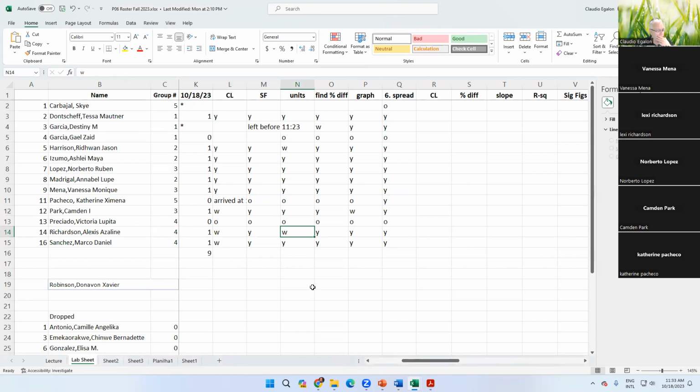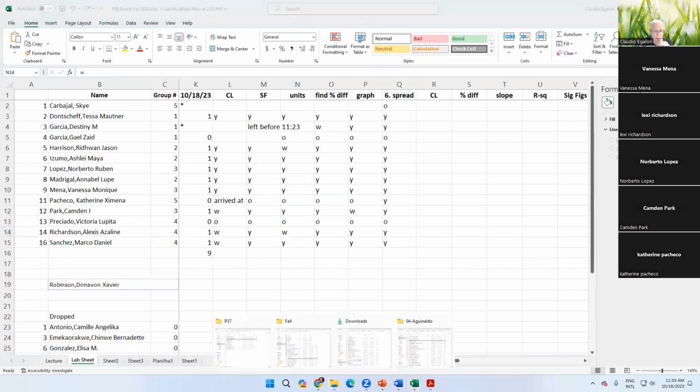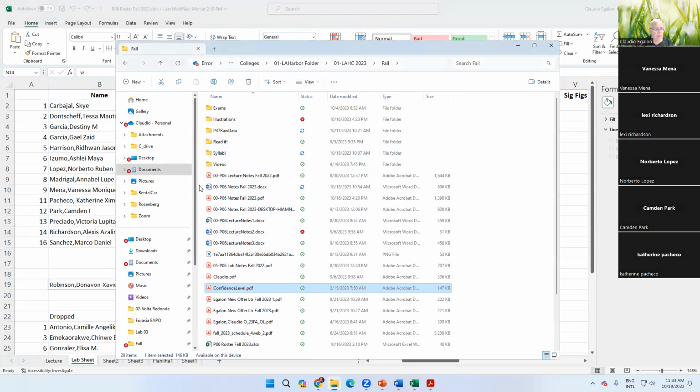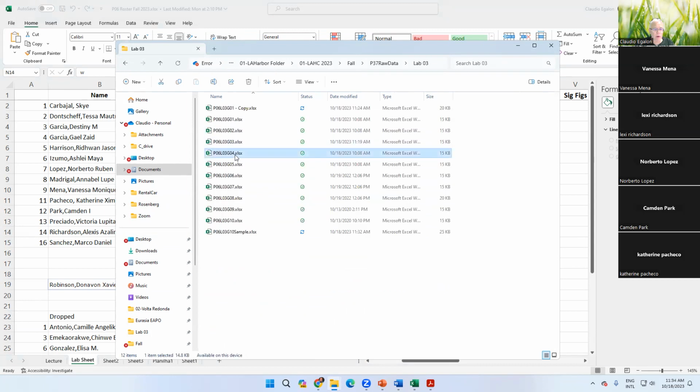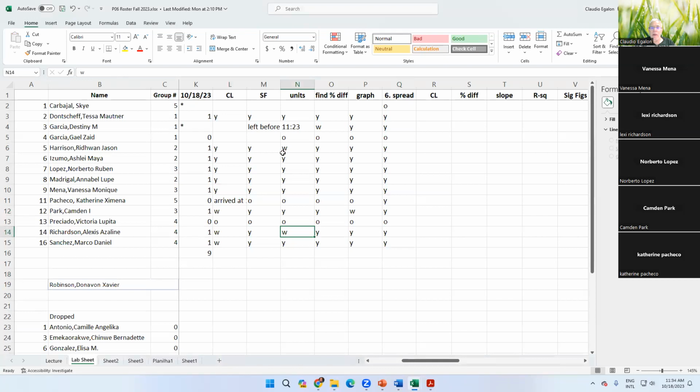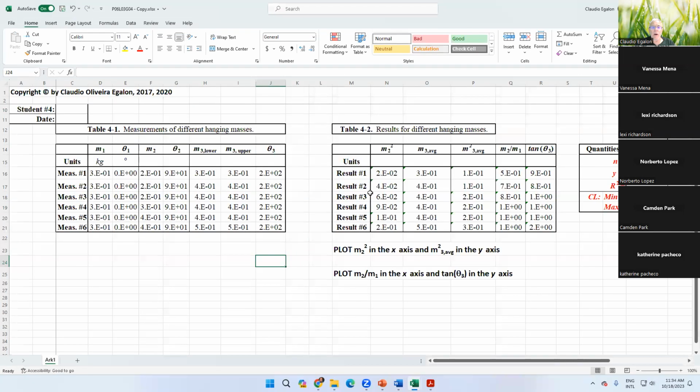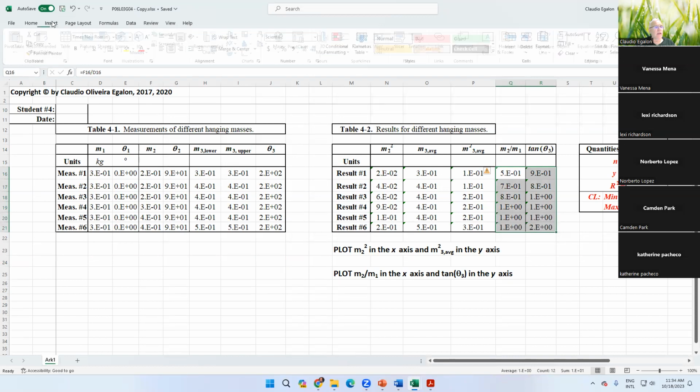Okay, what's the problem that you are having? I don't think I'm doing it right. Okay, so let's see what's going on. Group number 4, right? Yeah, group number 4. That's for the tangent, right? Okay, let's see here. Okay, you gotta plot this one here. Okay, insert chart.